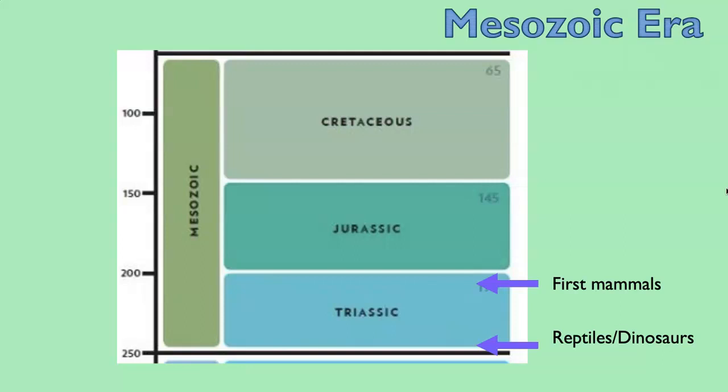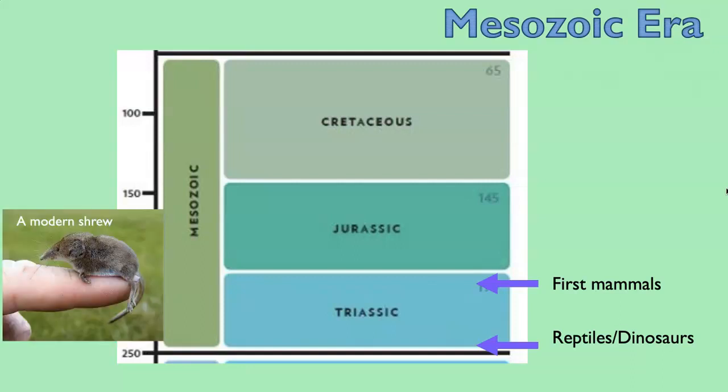Now, what was this first mammal like? Get ready. They say it was like a shrew. And here's a modern shrew. So, there's our great ancestral grandparents. All of ours, right? We all came from the same shrew, I guess.